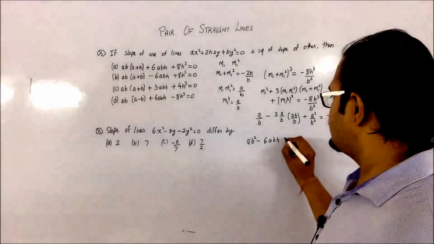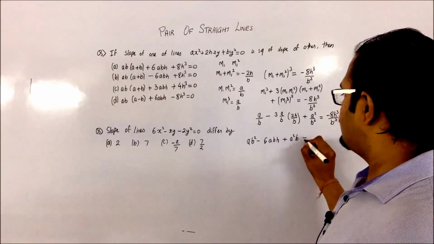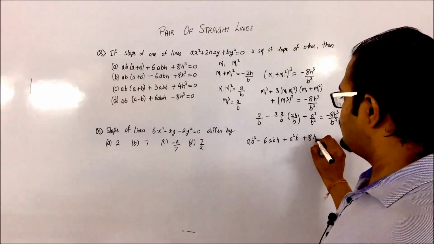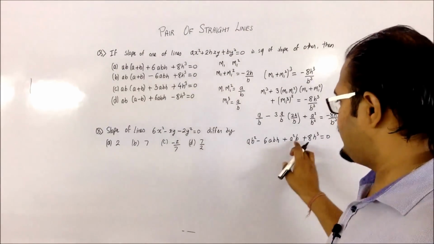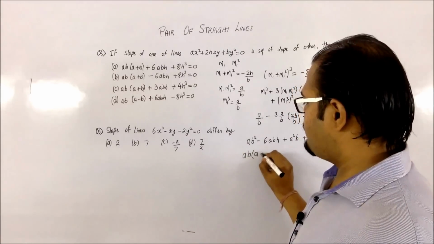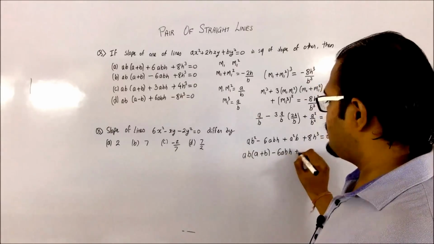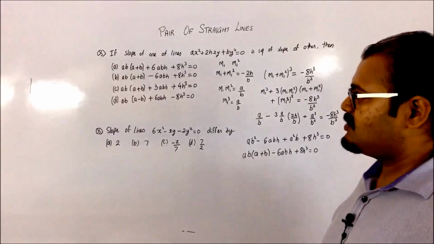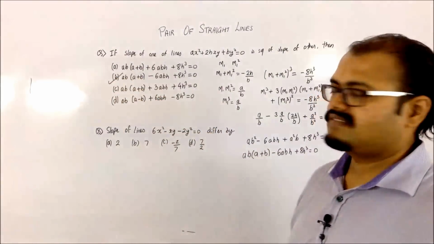So that will be 6abh plus a square b is equal to minus 8h. So that 8h cube comes over here, equal to 0. So what I can do is I can take ab common, and I will have a plus b minus 6abh plus 8h cube equals 0. So if you just look out for this particular option, you can see that it is your option B.